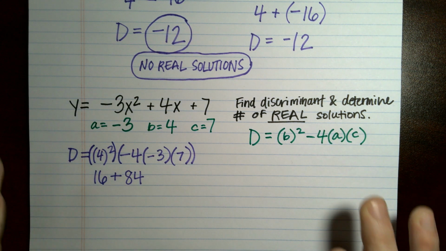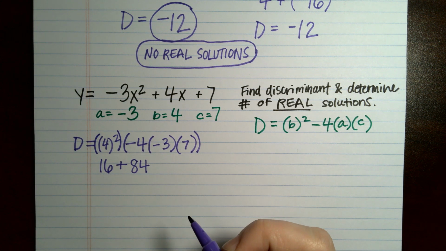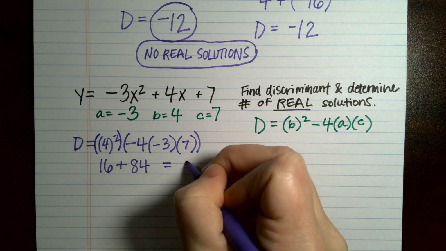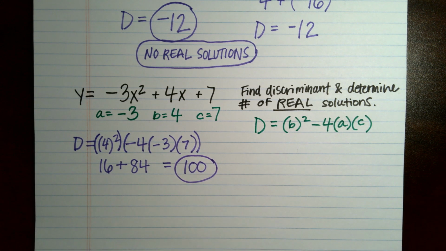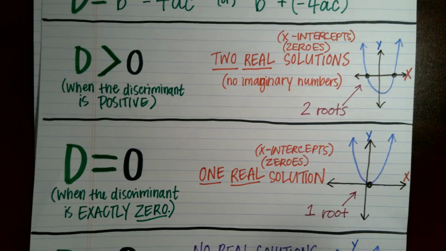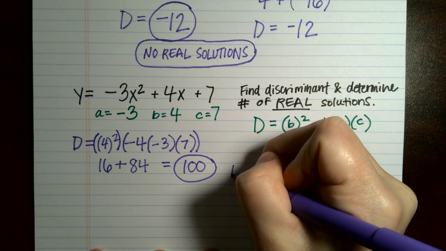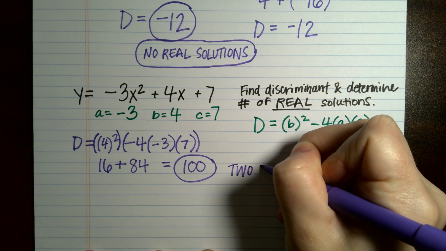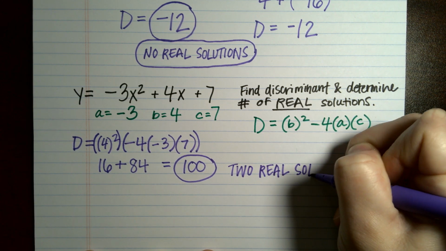Should it be two real solutions? Yes. So what's 16 plus 84? 100. Good, 100 is the discriminant. And because our discriminant is greater than 0, there are 2 real solutions. So that would be our answer, 2 real solutions.